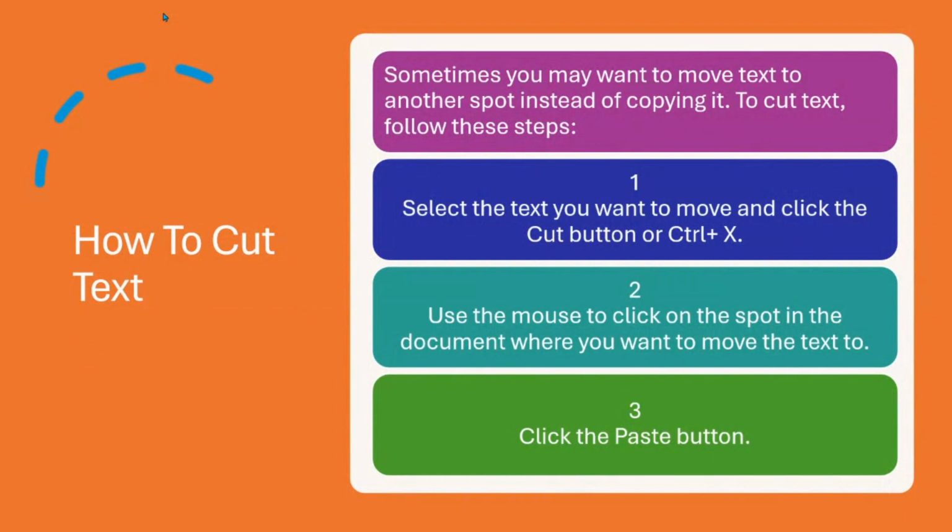So first, you select the text you want to move and you click the cut button or Control X. So that's a shortcut for cutting things. Then you use the mouse to click on the spot in the document where you want the text to go. And then you select the paste option. You paste it wherever you want it. So that's how we cut text.